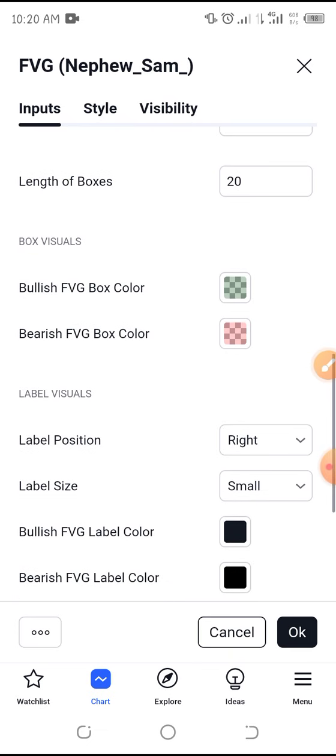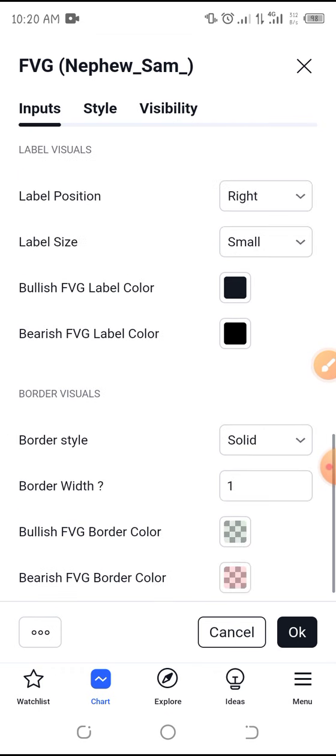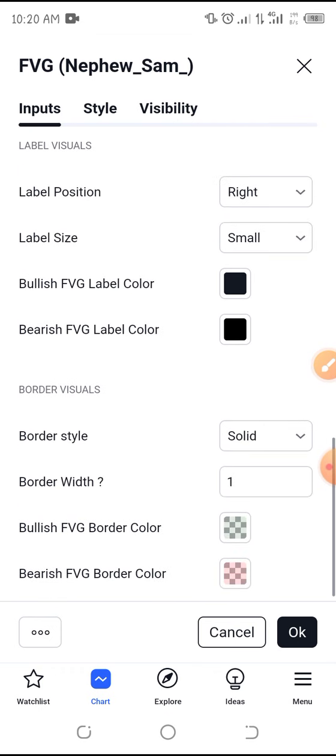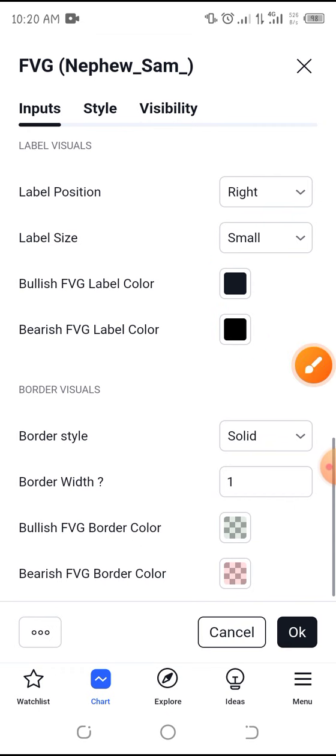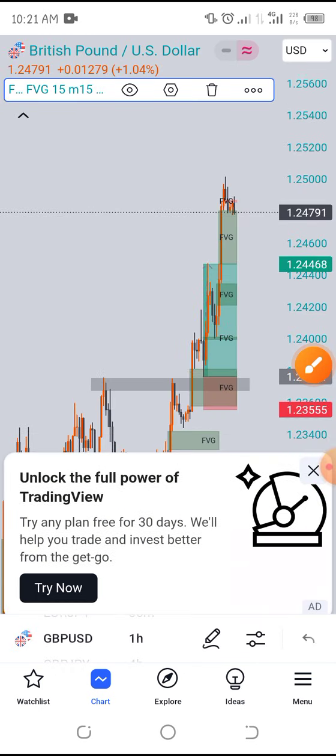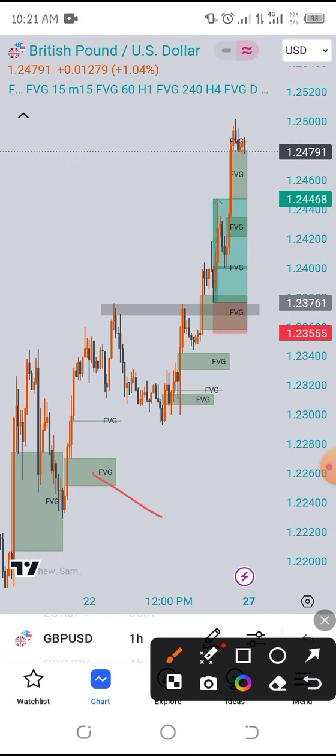Then these are my color combinations. I just use green and red for my fair value boxes and all of that. Then for my fair value gap label color, I'm using black. You can use any customized color you want. So this is the indicator basically. Once you're done, you just click on OK and you will have these boxes. These are the fair value gap boxes in your chart.